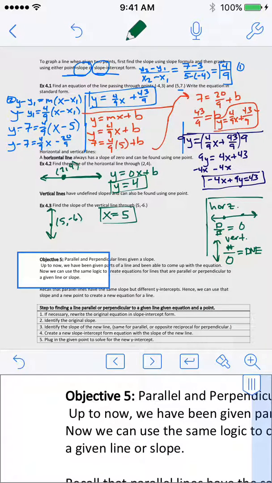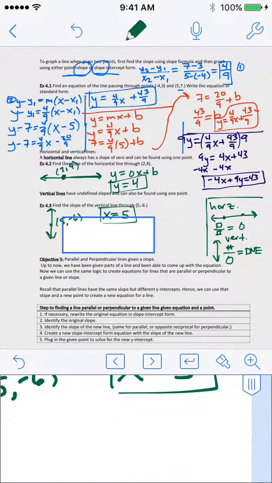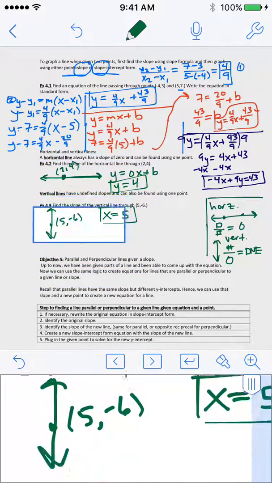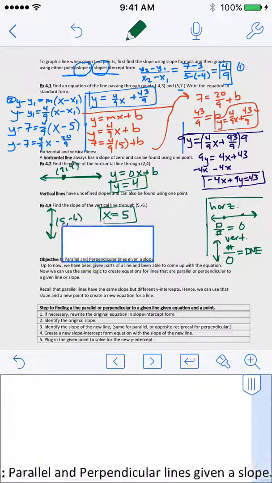All right, section 3.3b, these are the notes. So we left off last time by talking about horizontal and vertical lines, and what those equations look like.